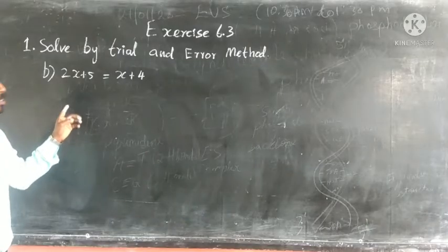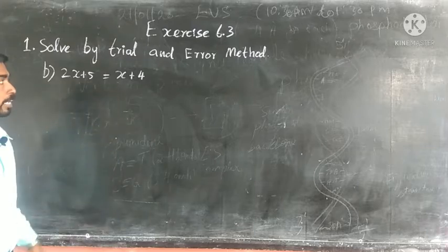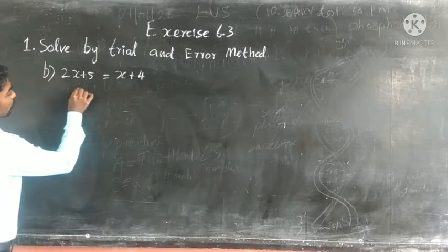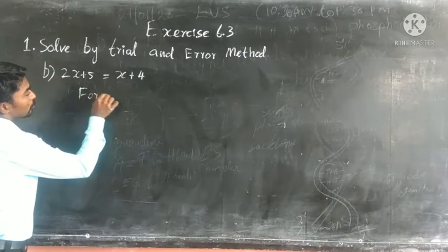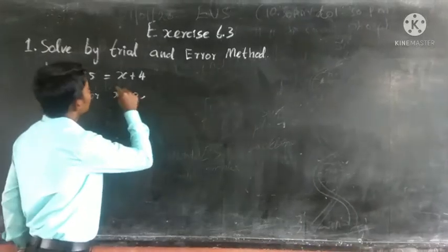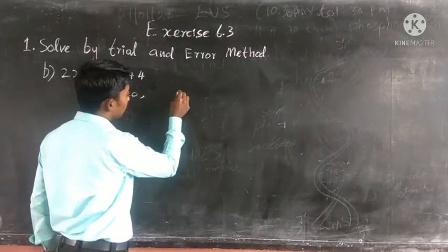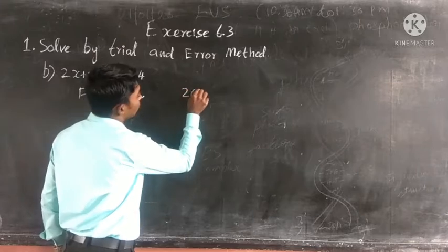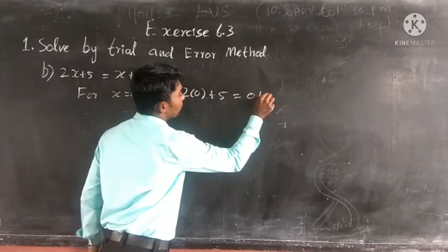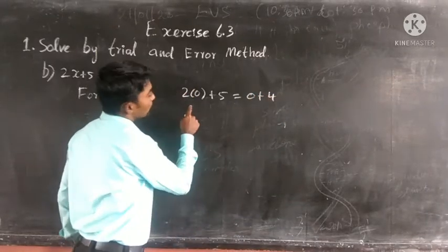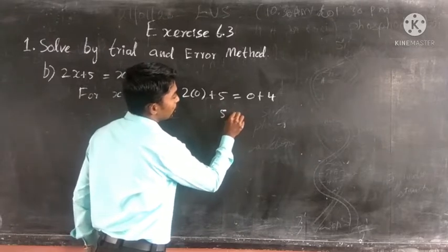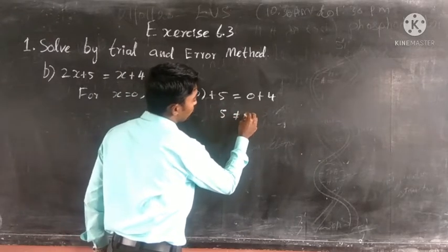Next subdivision, 2x plus 5 is equal to x plus 4. Here we are going to substitute some values. For x is equal to 0, substitute 0 in place of x. So 2 of 0 plus 5 is equal to 0 plus 4. 2 zeros are 0, 0 plus 5, 5, not equal to 0 plus 4, which is 4.